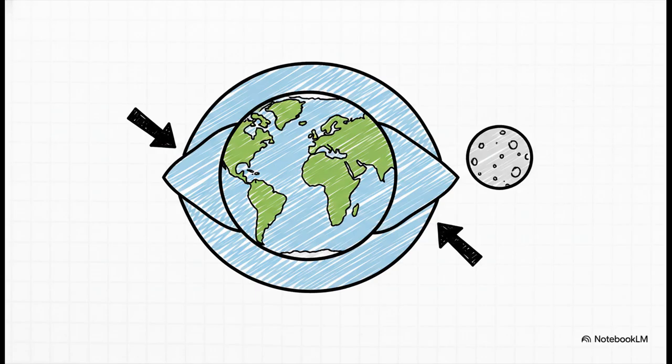So let's break down the mechanism. The water mass that is situated directly under the moon experiences a very strong pull towards it.